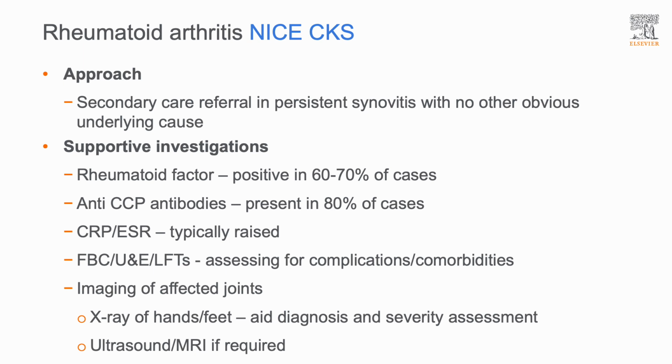Several investigations can be performed to support the diagnosis. Rheumatoid factor is very sensitive for rheumatoid and positive in about 60 to 70% of cases. Anti-CCP antibodies are more specific and present in about 80% of cases. CRP and ESR will be typically raised, and full blood count, U&Es and LFTs should be performed to assess for any complications. Imaging of the affected joints should be performed, involving X-rays or ultrasound, MRI if required, to aid the diagnosis and assessment of severity.